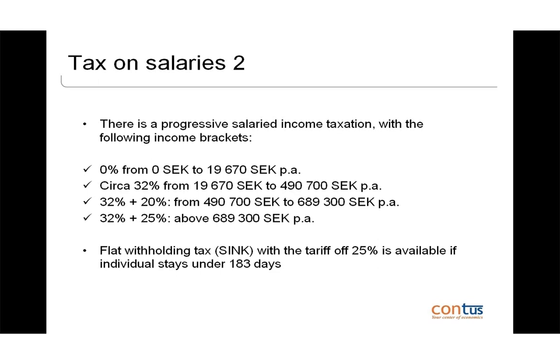Above this, roughly 690,000 crowns, the third bracket comes into effect, an additional 5%. So the total rate will be the communal rate, let us say 32, plus 25 additional, which will give a substantial taxation. The amounts are per year. Taxation is made per year.